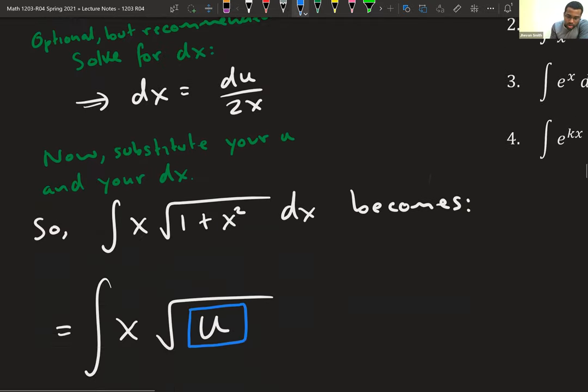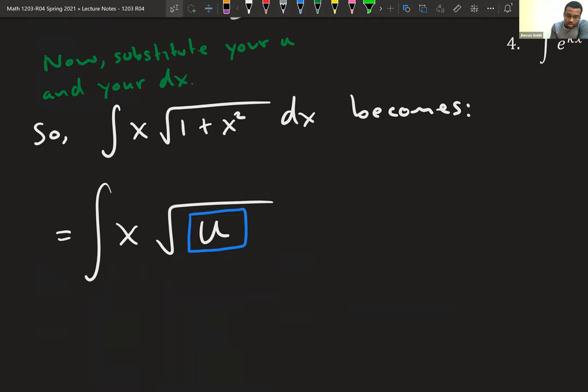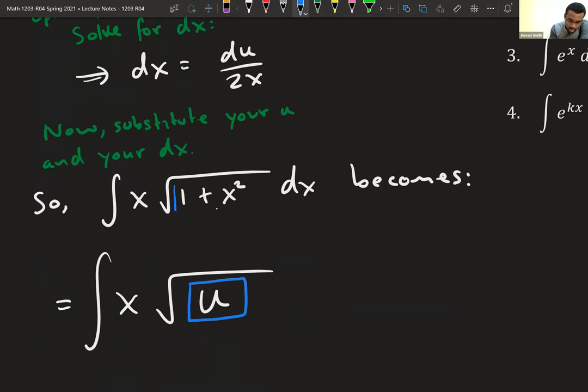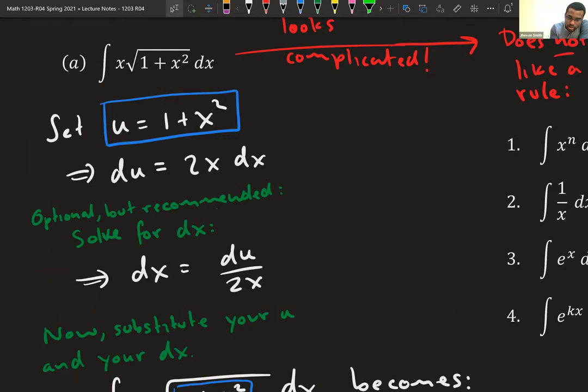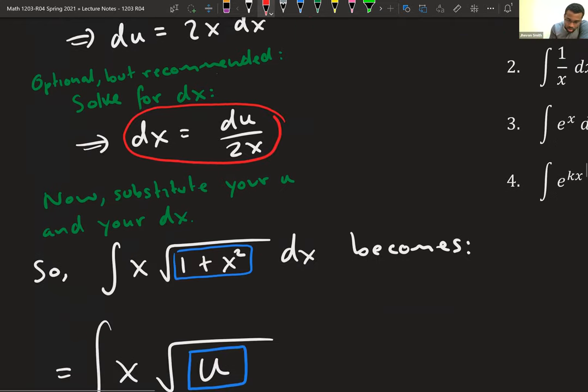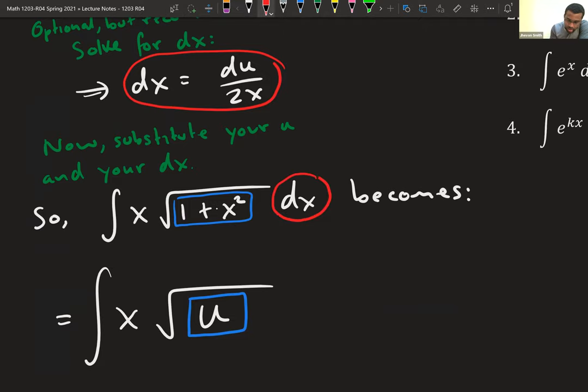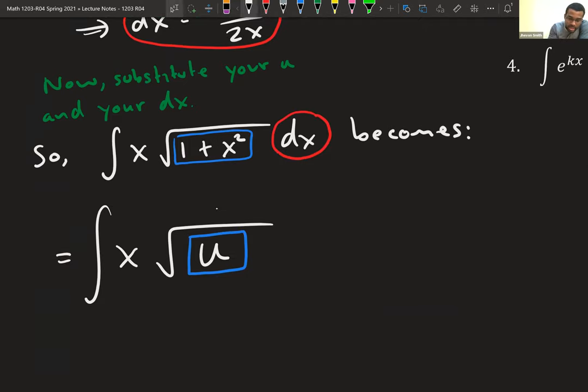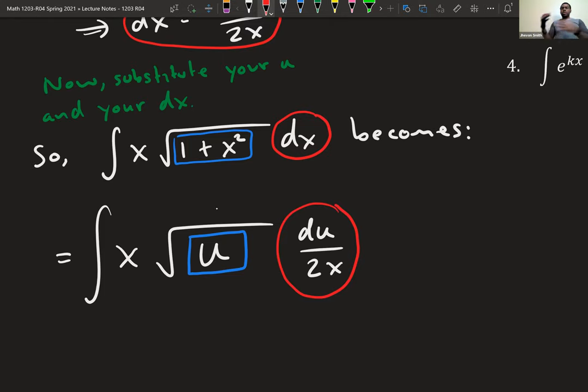And then I have my dx right there. So this is my u. And then I also see that my dx is this expression. So that's my dx right here. So I can replace that dx with du divided by 2x. And that's your dx. So you go and you substitute the u, you substitute the dx, right? That's why it's called integration by substitution.